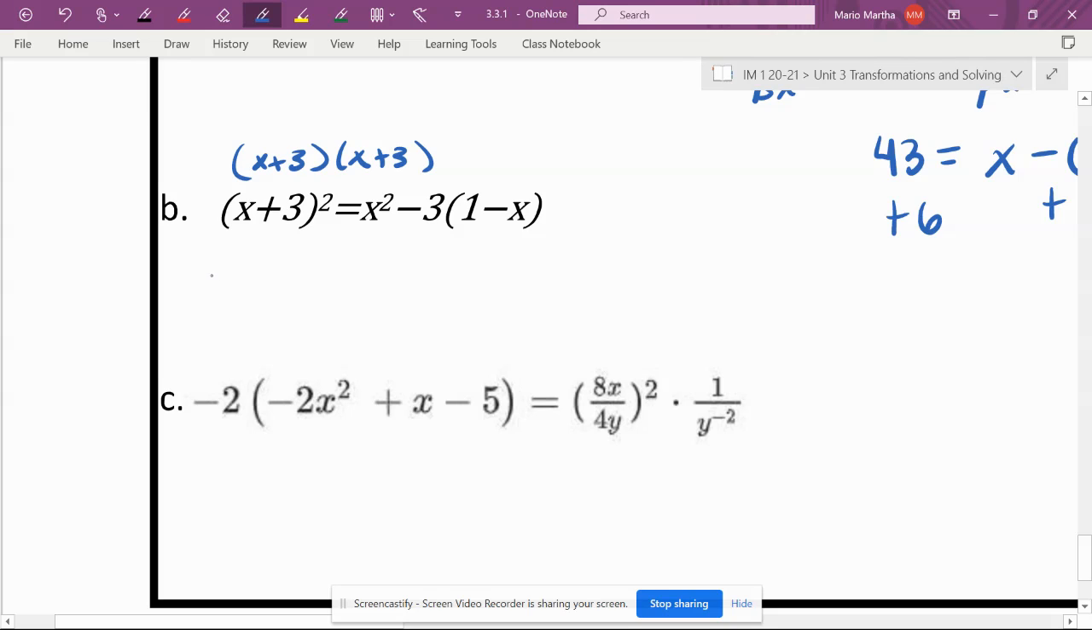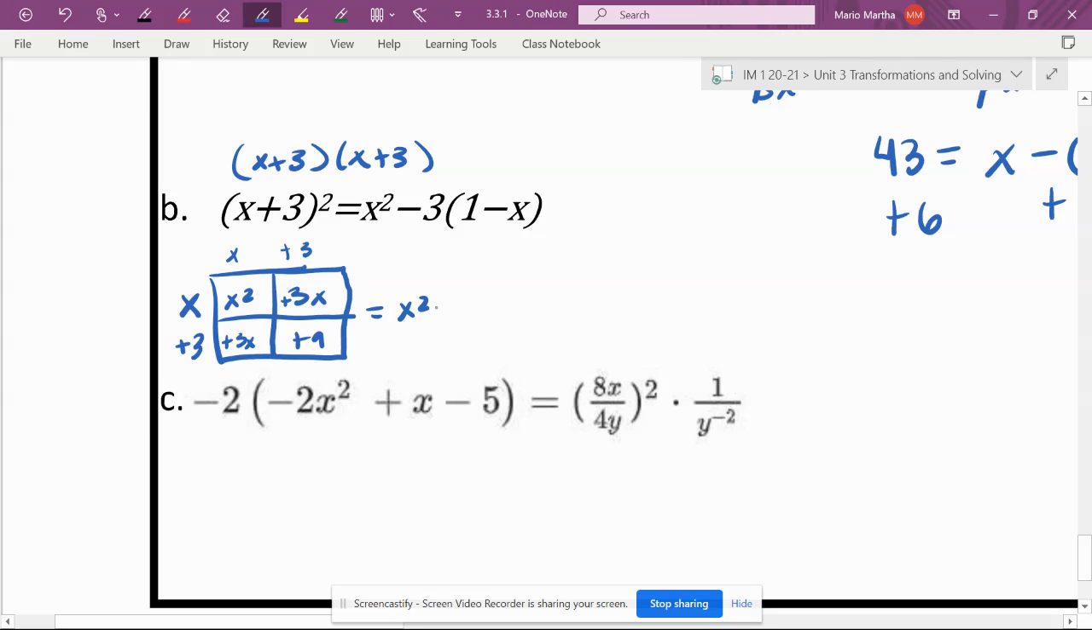All right. So we draw our box, and this is x plus 3, x plus 3. So x times x is x squared. X times positive 3 is positive 3x. And then 3 times x is also positive 3x. And then 3 times 3 is positive 9. So here we're going to get the left side, right? Let me rewrite it. It is going to be x squared plus 6x plus 9.